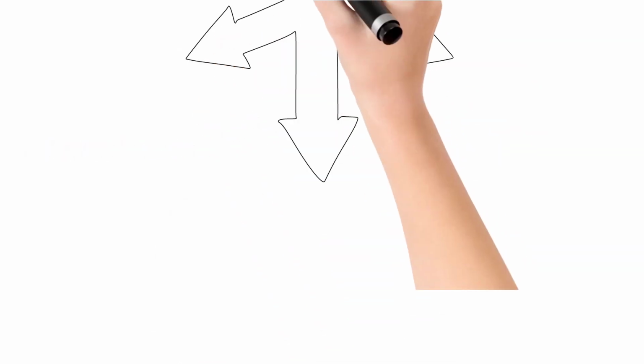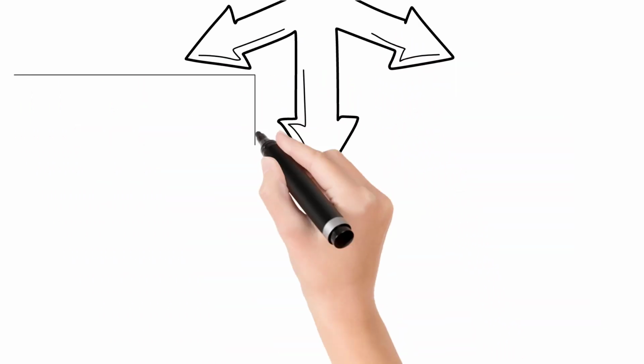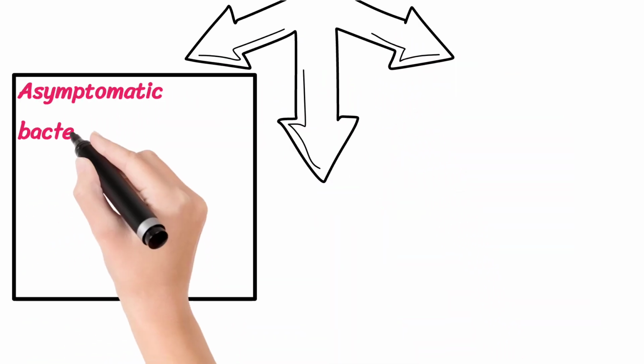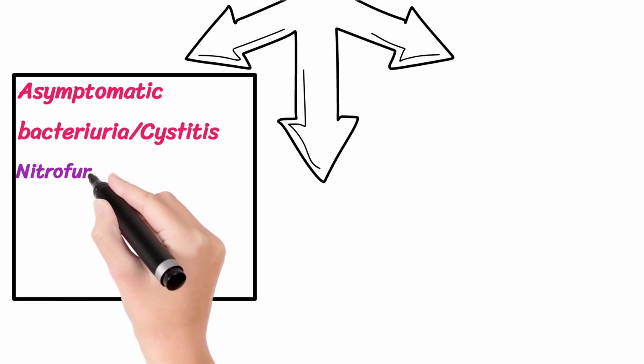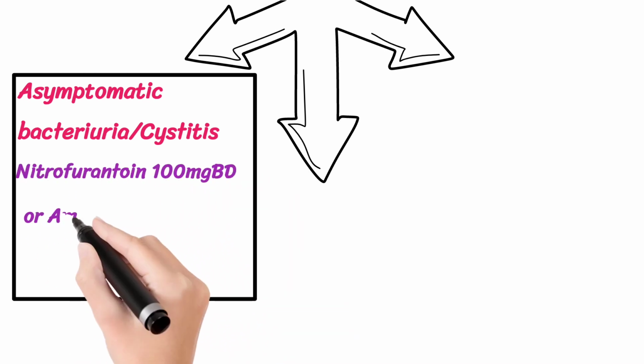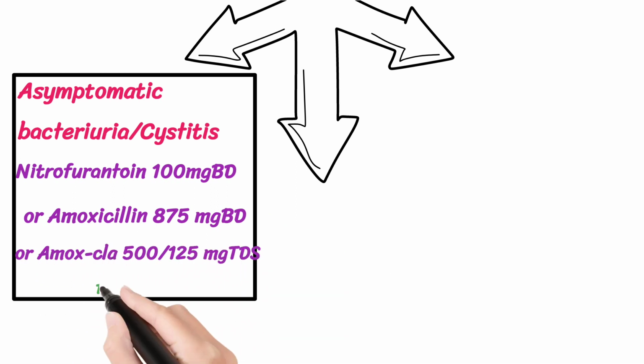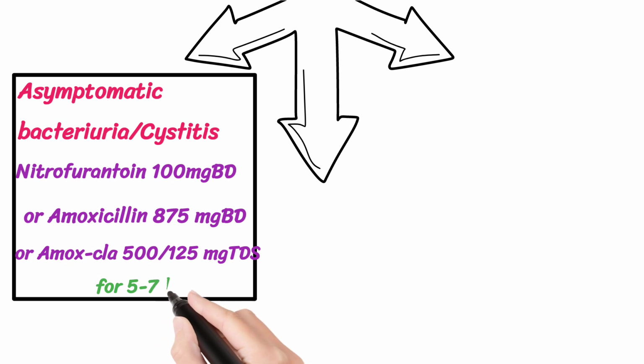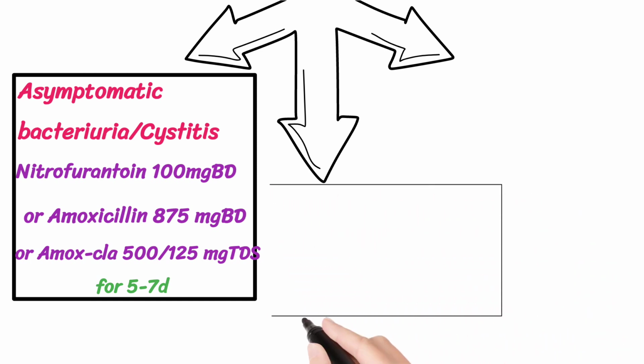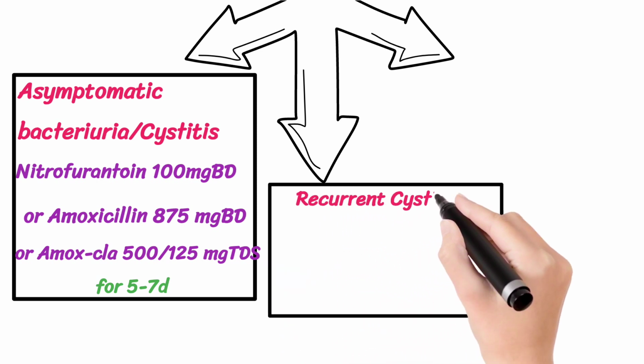Medical treatment can be divided. It's either the patient is asymptomatic, has recurrent cystitis, or pyelonephritis. So asymptomatic bacteriuria or cystitis, you treat using nitrofurantoin 100 mg BD or amoxicillin 850 mg or amoxiclav 500/125 mg TDS, both for 5 to 7 days. Kindly note, this is one among the exceptions: in pregnancy you treat asymptomatic bacteriuria, while in a healthy patient you don't treat asymptomatic bacteriuria.